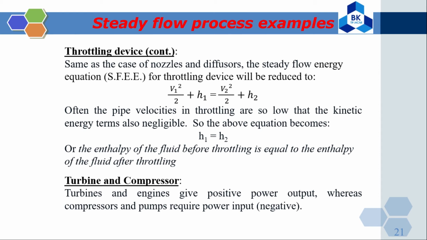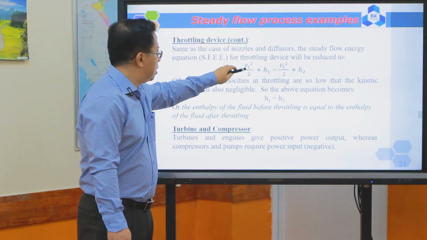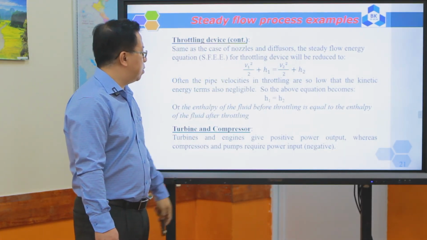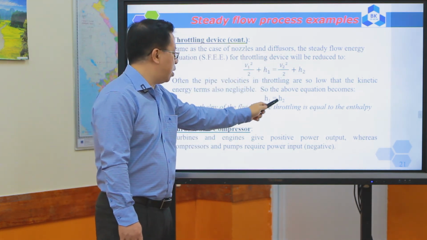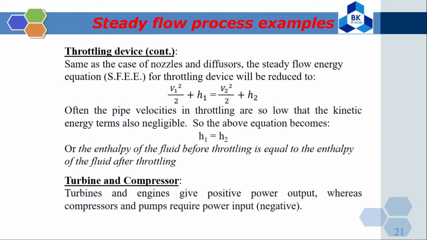Often the velocities in the throttle are so low that the kinetic term is negligible. So we can ignore V1 squared divided by 2 and V2 squared divided by 2, and we get H1 equal to H2. It means that for the throttling device, the enthalpy of the fluid before throttling is equal to the enthalpy of the fluid after throttling. So that is for the throttling device.